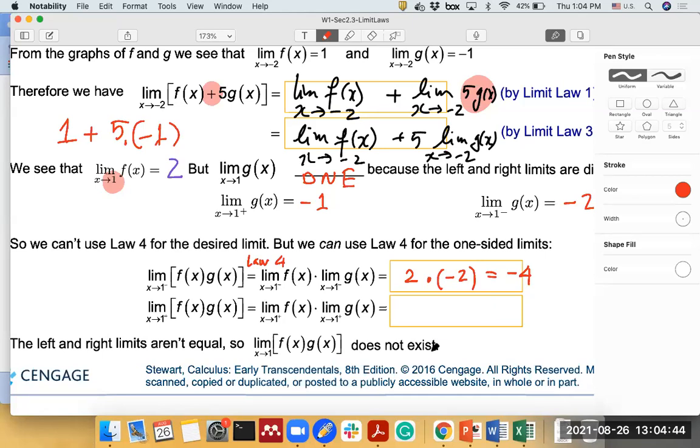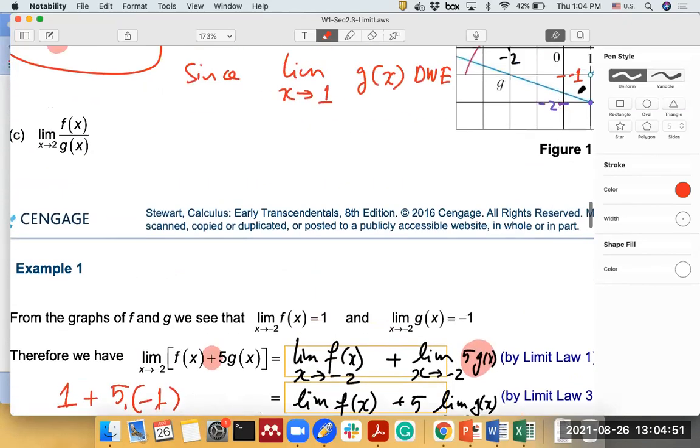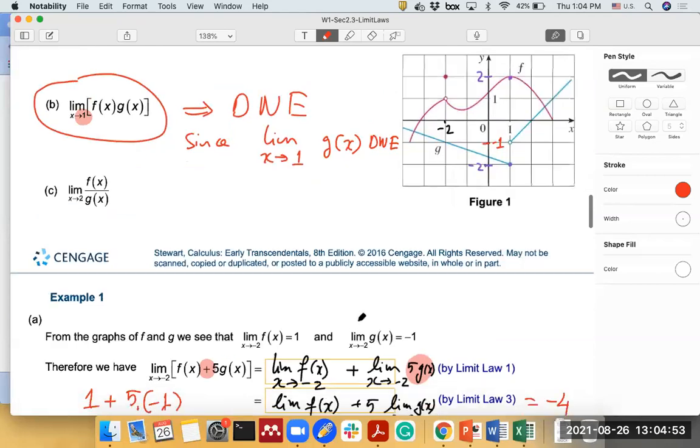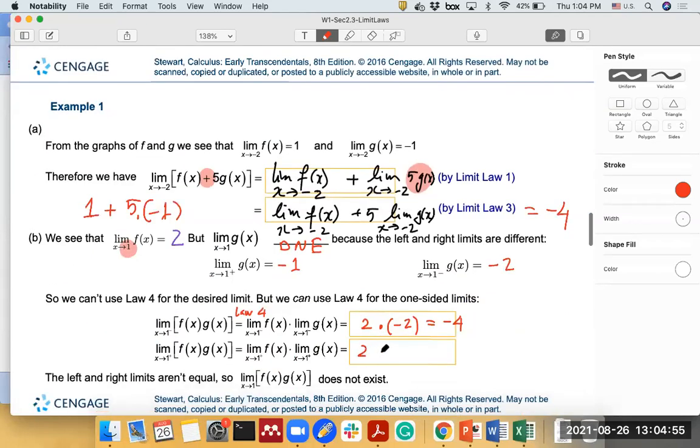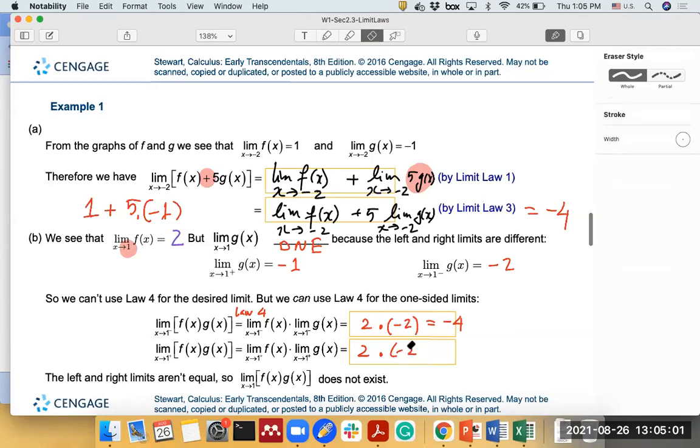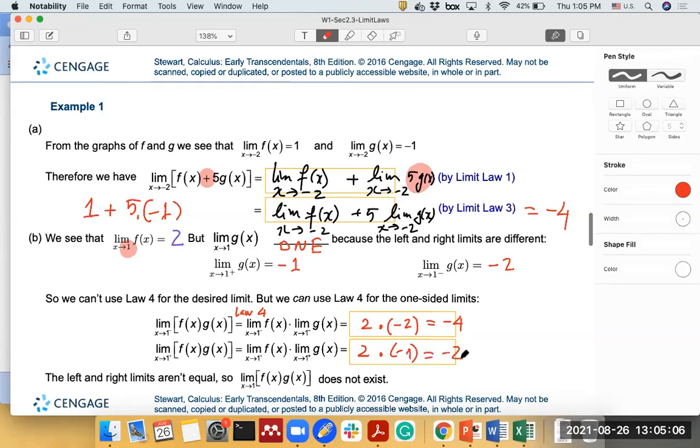How about the right-hand limit of these two functions? The same thing, right? The right-hand limit of f of x will be 2, very good. And the right-hand limit of g, -1, good job. Then finally it will be... great.